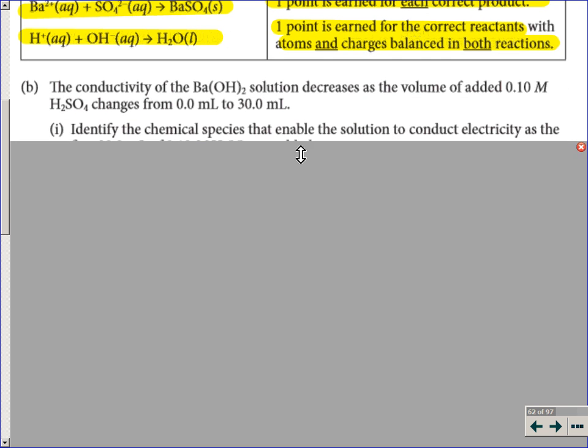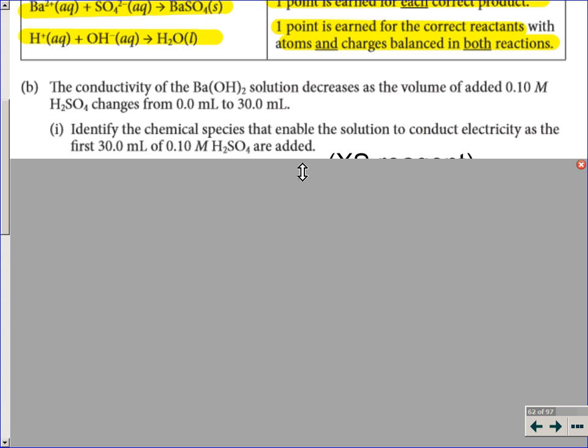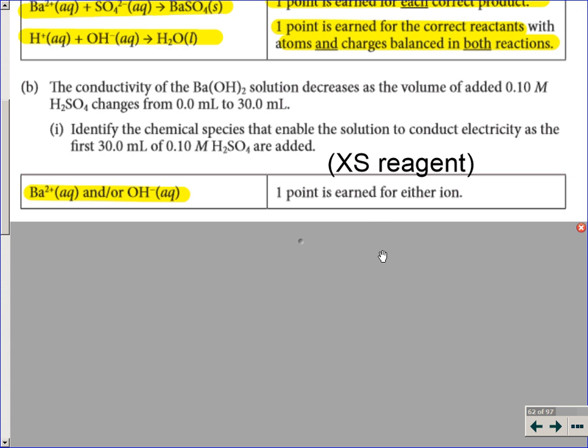And after this, identify the species that enables the solution to conduct electricity. Shout them out. Barium. Oh, hold up. It can't be barium hydroxide, because that is not an ion. Barium ion and hydroxide ion, right? That's because that was the excess reagent. So I think you only had to put one of them. That's just a quick reminder. Strong electrolytes are the ions that are present in excess, which is barium 2+ or hydroxide. Yeah?